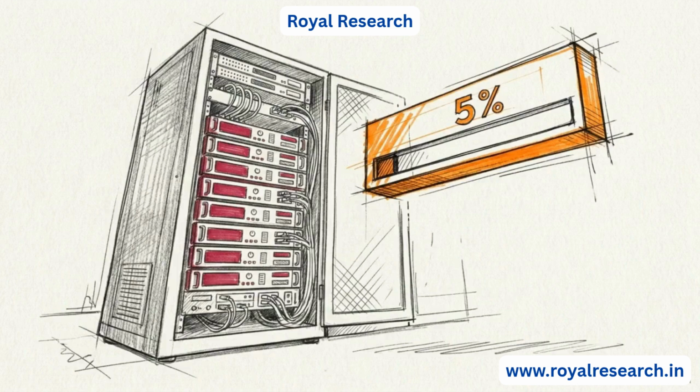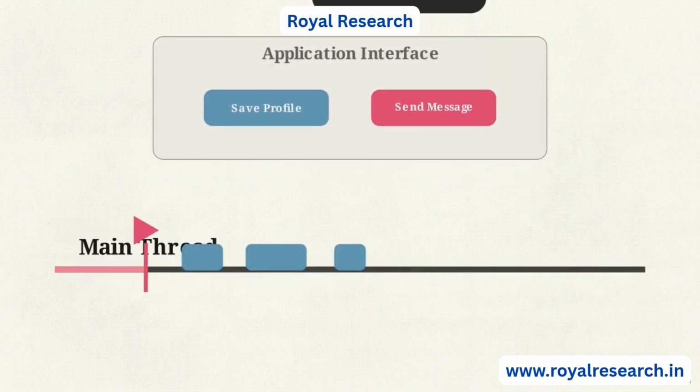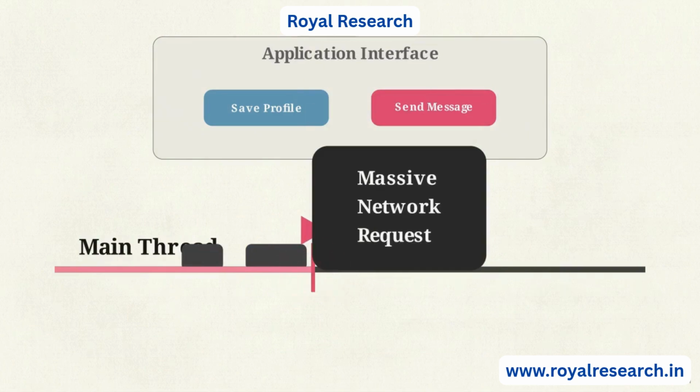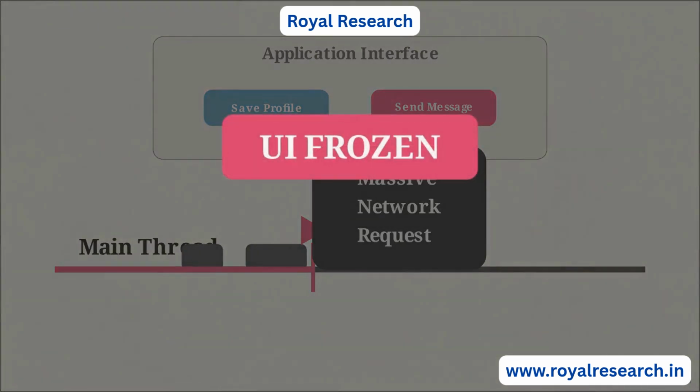Fetching data from a remote server or reading large files takes time. And in a synchronous system, the execution engine must stop and wait for that data to arrive. Looking at this timeline chart, the main thread runs horizontally. When a massive network request drops onto the line, forward processing halts. While waiting for the server, the interface freezes. Clicks are ignored and no other code executes until the request concludes.